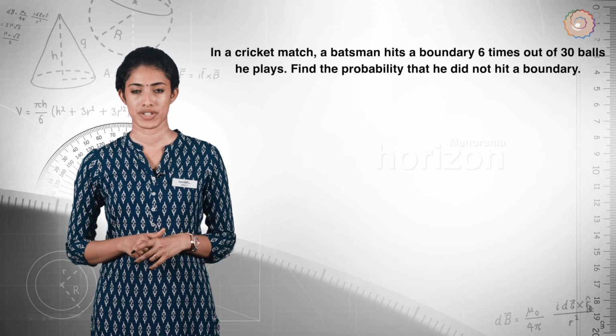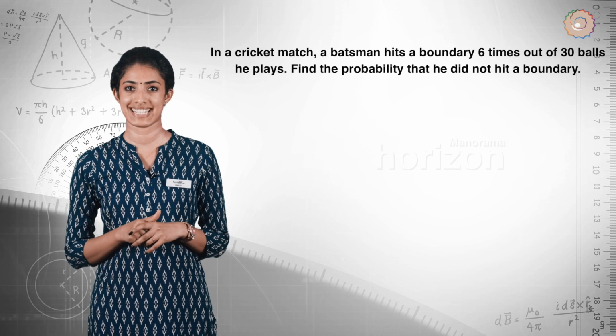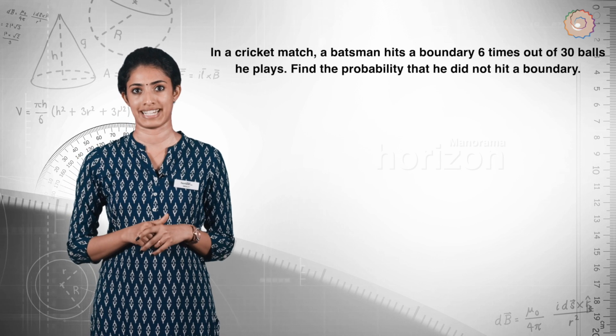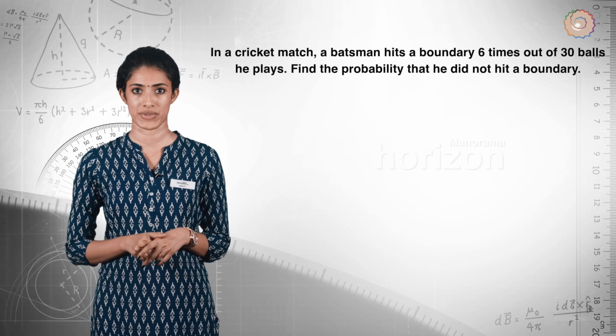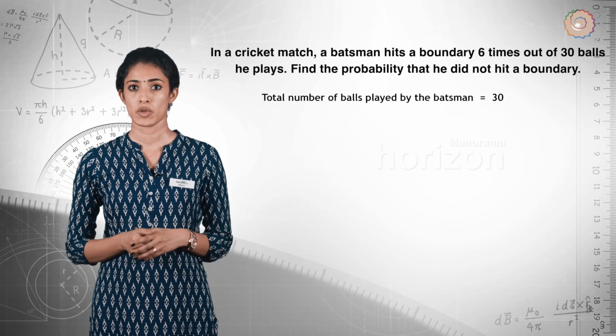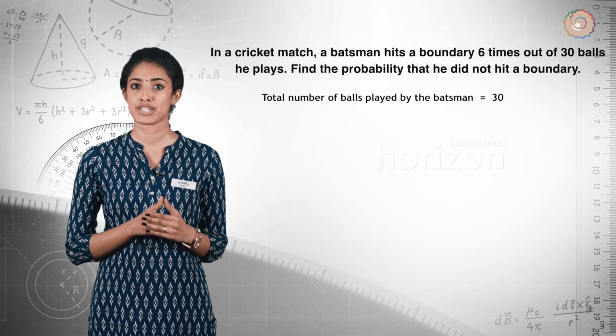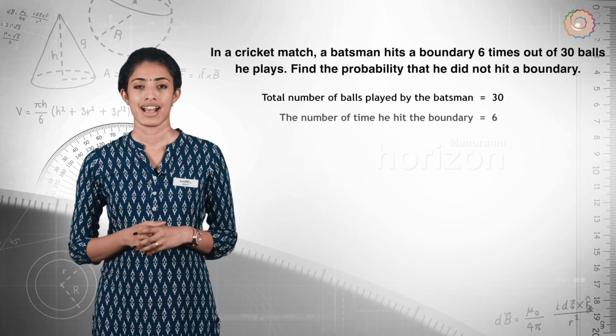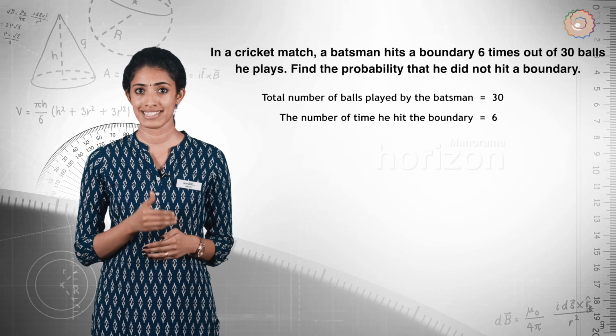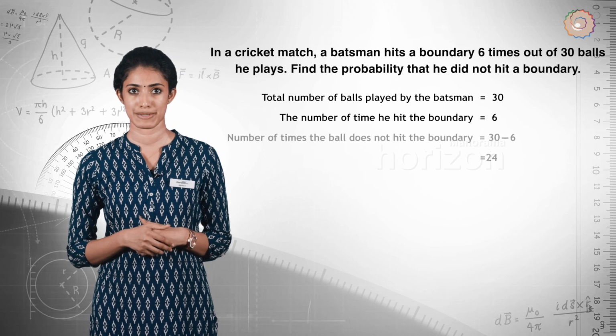In a cricket match, a batsman hits a boundary 6 times out of 30 balls he plays. Find the probability that he did not hit a boundary. From the problem, we identify that the total number of balls played by the batsman was 30 and the number of times he hit the boundary was 6.